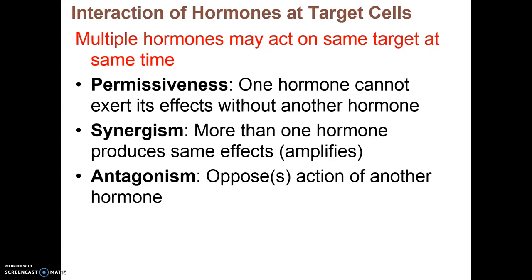Antagonism, opposing action. Insulin and glucagon are known as antagonistic hormones because insulin decreases the level of glucose in the blood, whereas glucagon increases the level of glucose in the blood. So they are antagonistic.